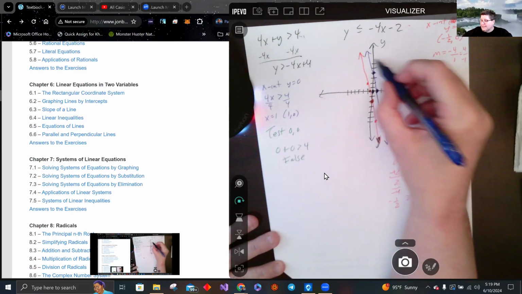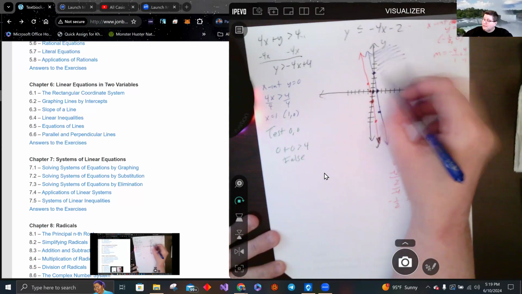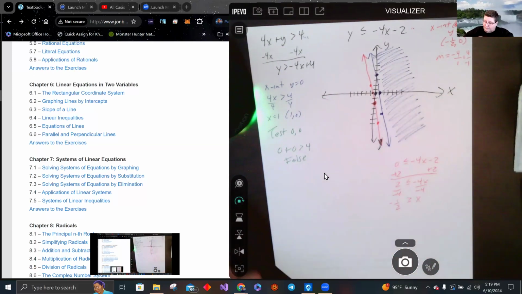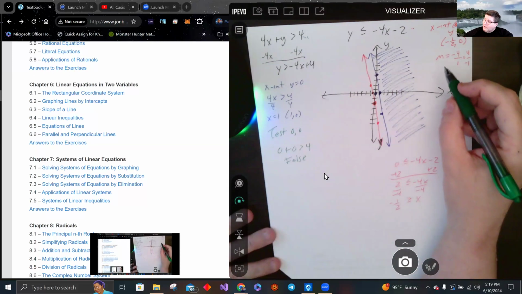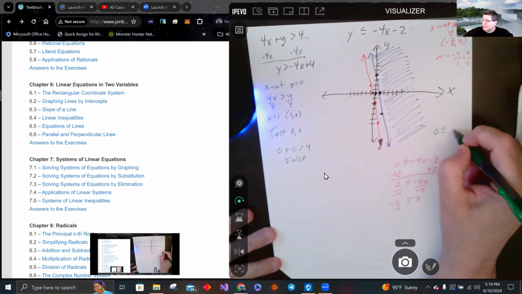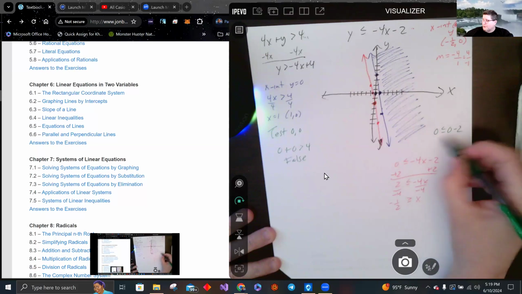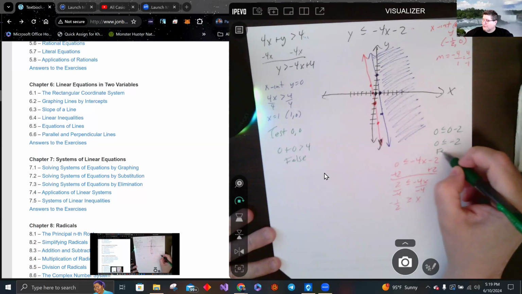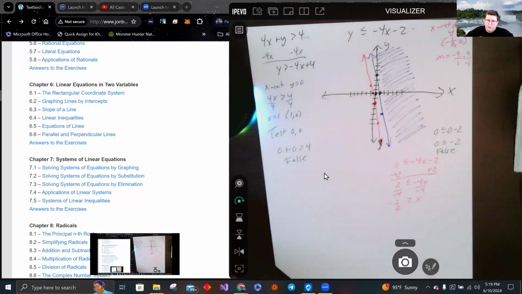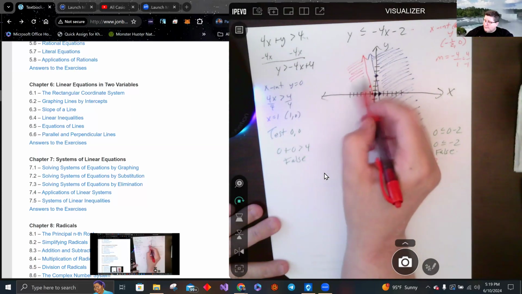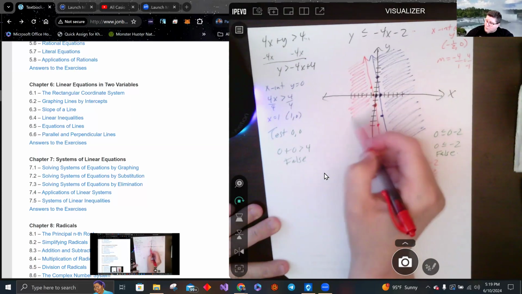This was false, so we place the shading on the other side. We shade the other side. When I test 0, 0 here, I have 0 is less than or equal to 0 minus 2. 0 is less than or equal to negative 2. That is also false, which means for the red line, we have to shade away as well.